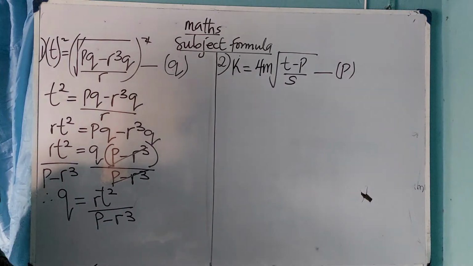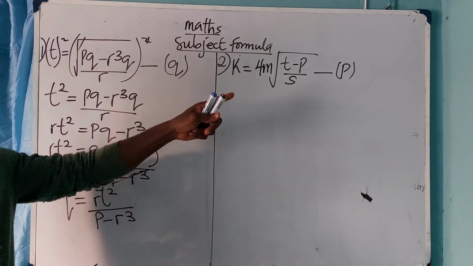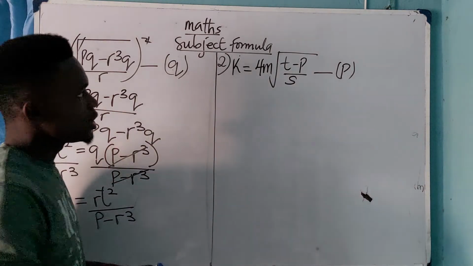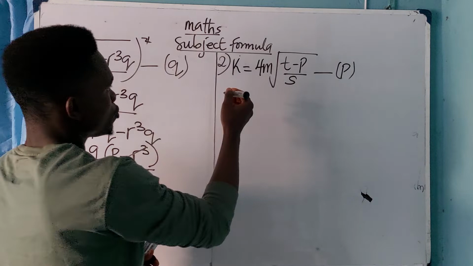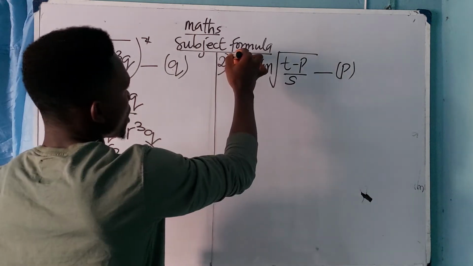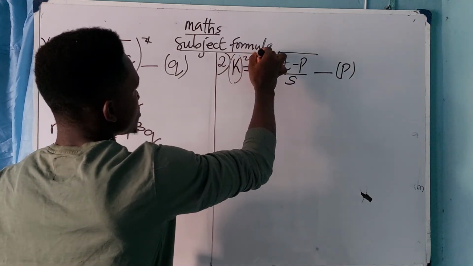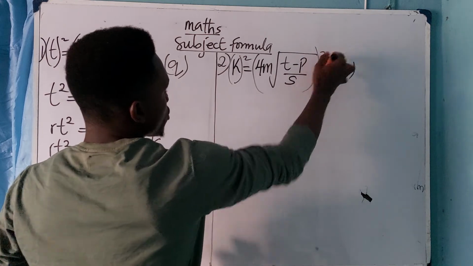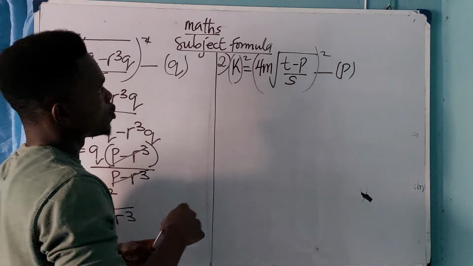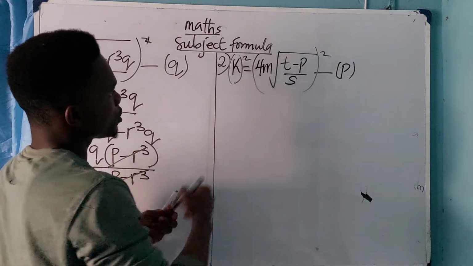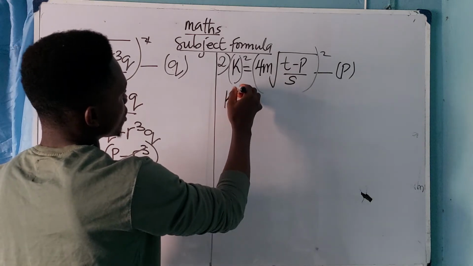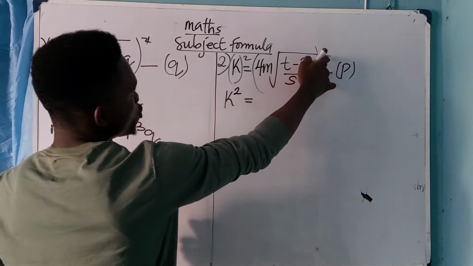4m big root t minus p over s. You have to make p the subject of the formula. In doing so, you are going to be doing the same thing here. You will have to square both sides. Oh, sorry, this marker is faint. You square both sides. In doing so, it becomes k squared equals, now these two will cancel this.